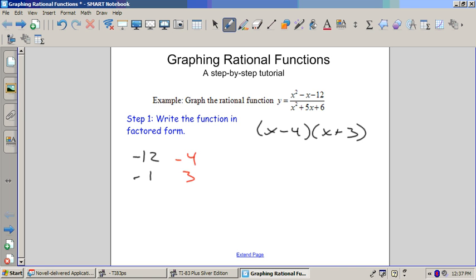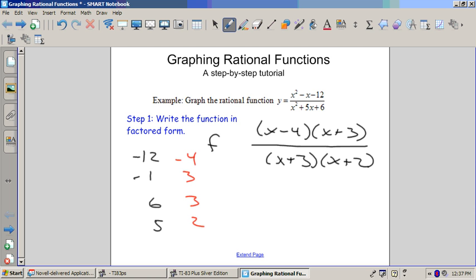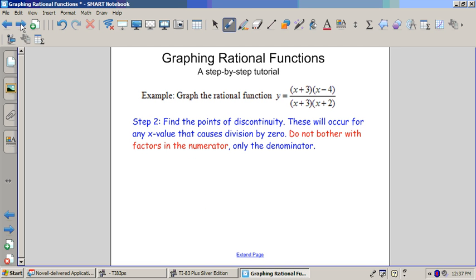For the denominator, I need two numbers that multiply together to give me 6 and add together to give me 5. Those numbers are 3 and 2. So I can write the denominator as (x plus 3) times (x plus 2). There's my function in factored form. Now that I'm in factored form, I can begin my next step.